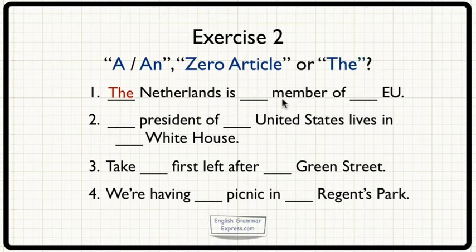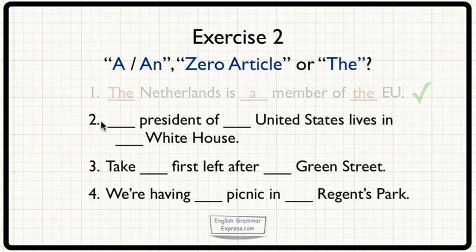Well, member here is, first of all, singular, so it's either a, an, or the. We now need to decide if it's general or particular, and the answer is it's general, so we need to say the Netherlands is a member of something EU, a being general. Finally, EU is one of those organisations which takes the, so member of the EU, or the European Union.